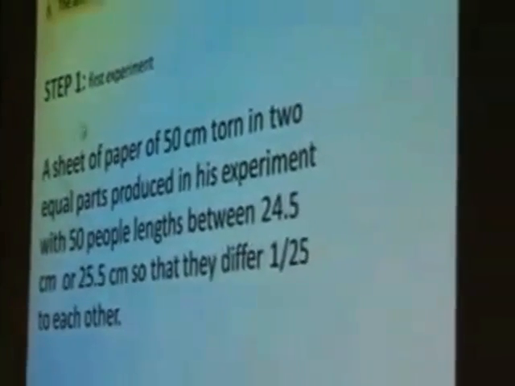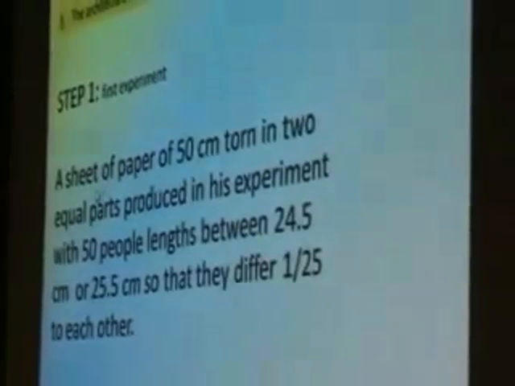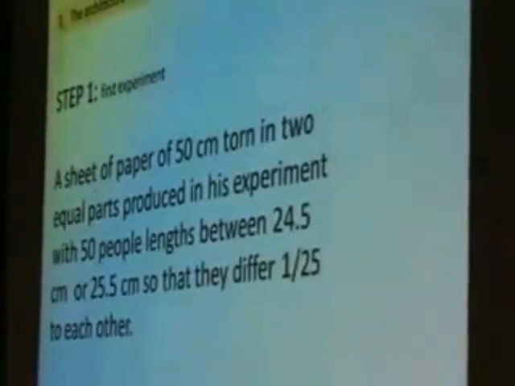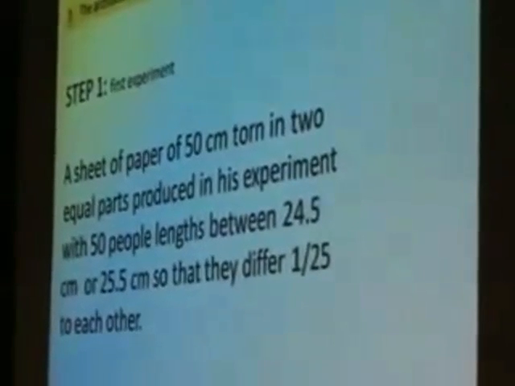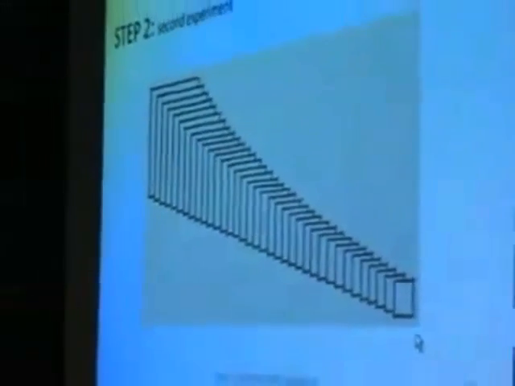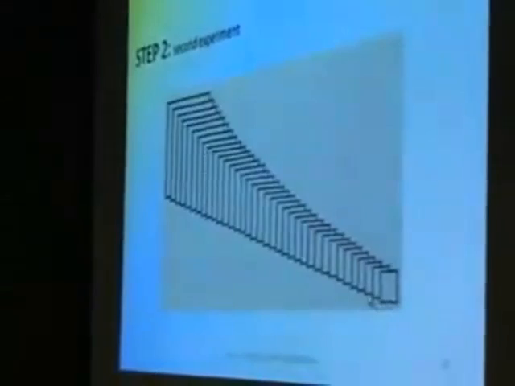First experiment he did, he took a sheet of paper, 50 centimeters, and he asked 50 people to cut it into two pieces. And then you have two pieces of apparent equal sizes, but of course you have a difference of 4%. They looked of apparent equal size, but that is not so. Step 2, second experiment, he took 36 squares with a difference of 4%.